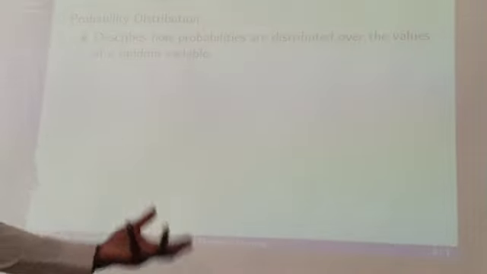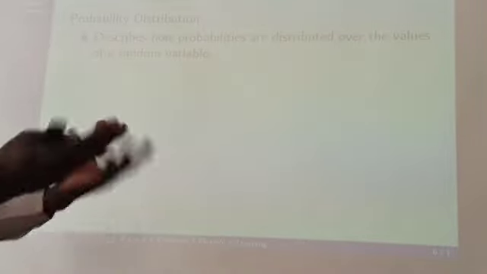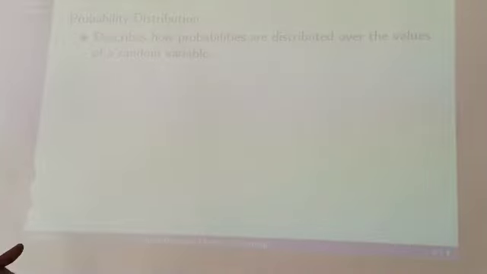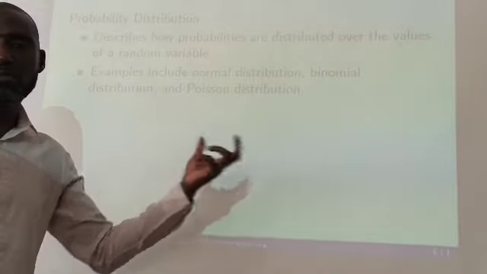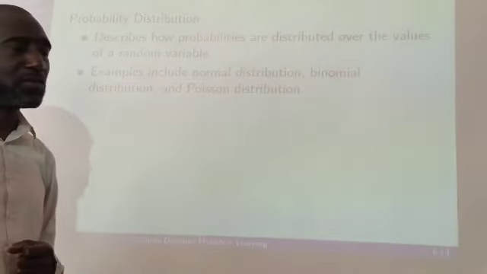Values of a random variable. Here you have a random variable, then you do the distribution. Examples include normal distribution, binomial distribution, Poisson distribution. These are examples of probability distributions.